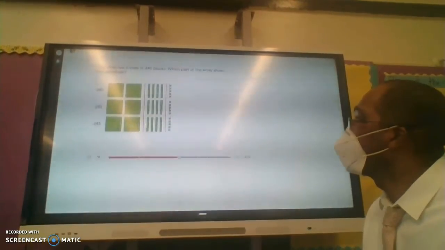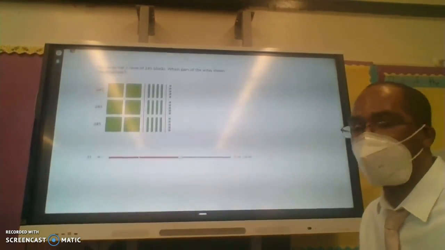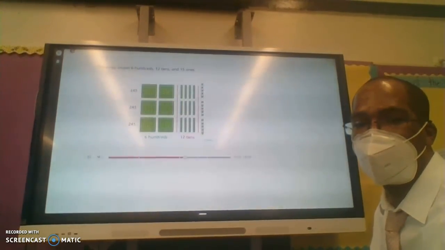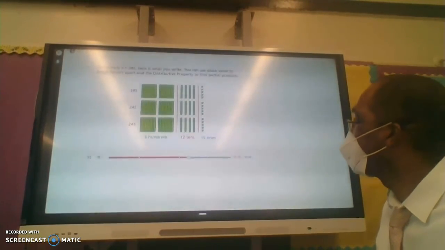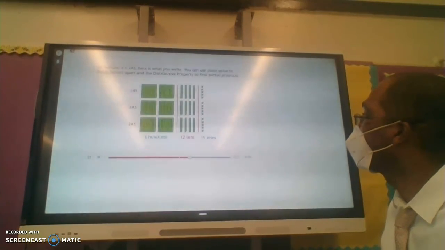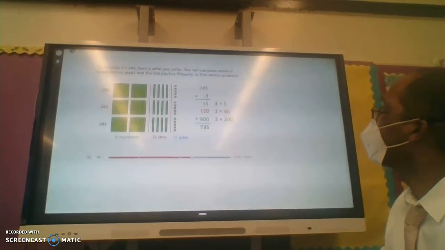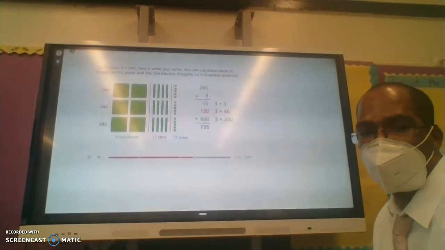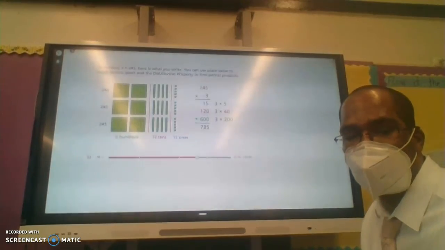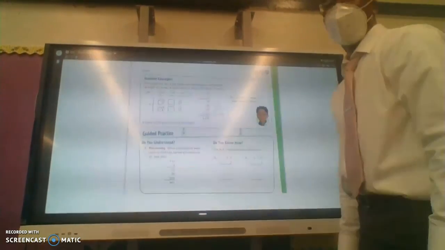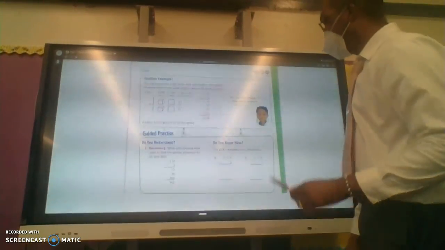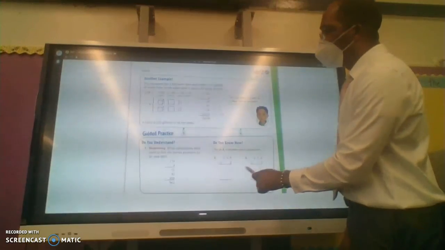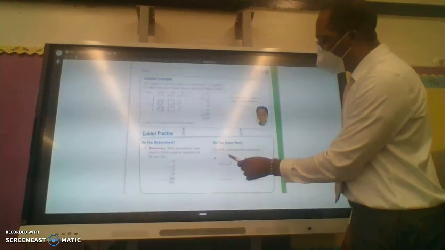Which part of the array shows the hundreds? 12 tens and 15 ones. To multiply 3 times 245, here is what you write. You can use place value to break factors apart, and the distributive property to find partial products. Guys, I want you in your math book, we're going to do this guided practice. I want you to go ahead and try.